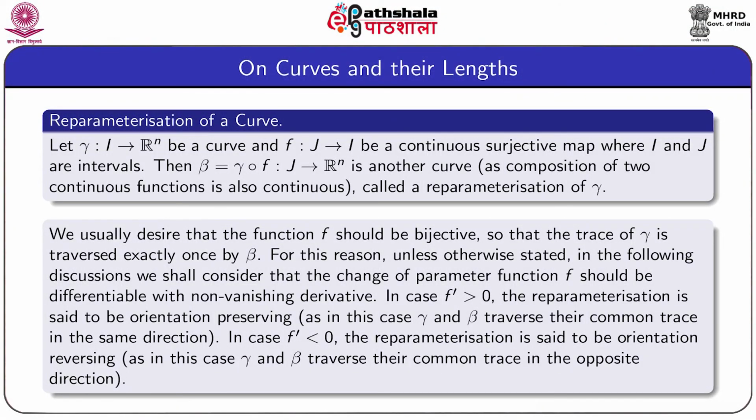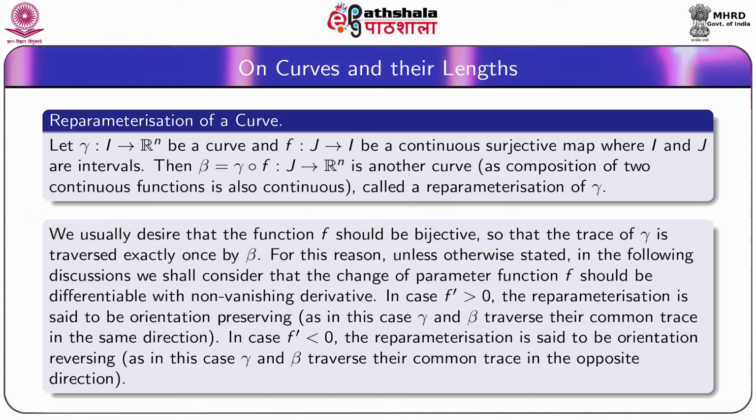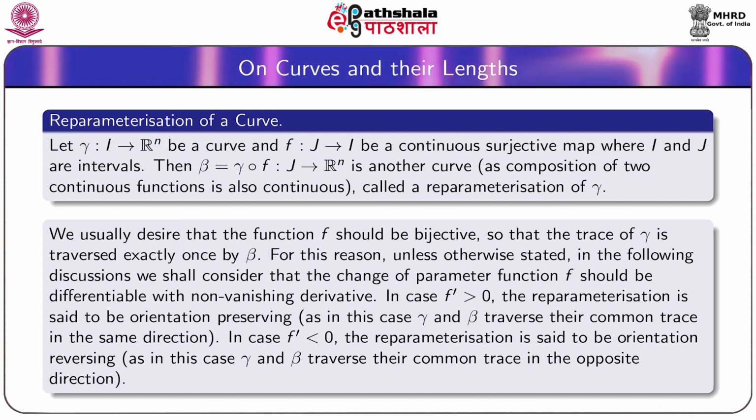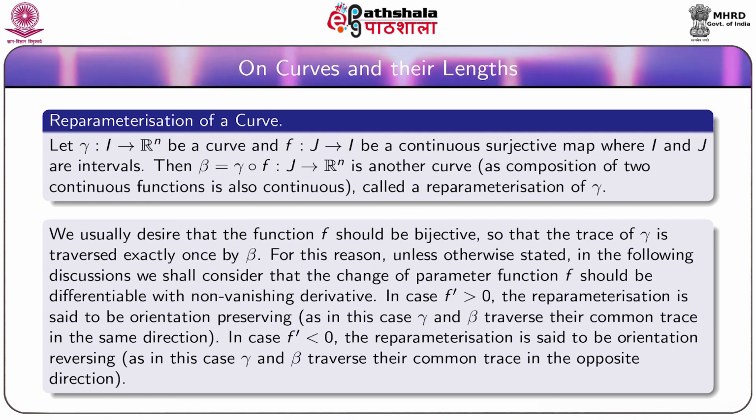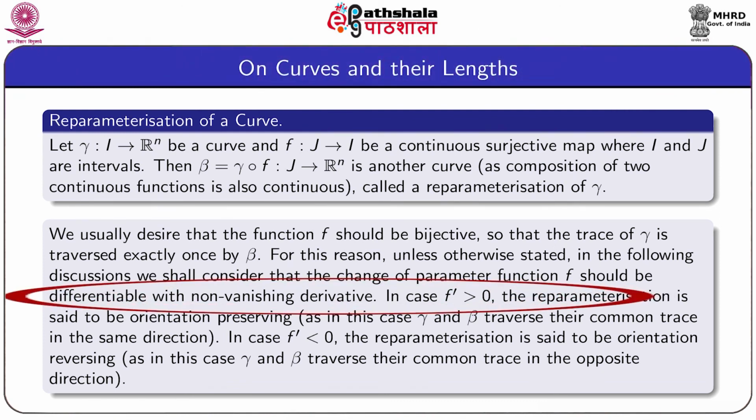Reparameterization of a curve. Let gamma from I to R^n be a curve and f a map from J to I, which is continuous and surjective, and J is an interval. Then the map beta equals gamma composed with f, from J to R^n, is another curve. It is called the reparameterization of gamma. We usually desire that the function f should be bijective so that the trace of gamma is traversed exactly once by beta. For this reason, unless otherwise stated, in the following discussions, we shall consider that the change of parameter function, that is f, is differentiable with non-vanishing derivative.